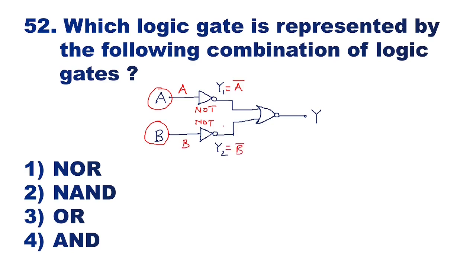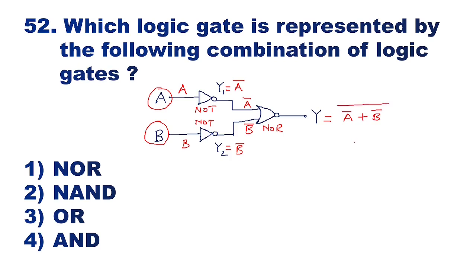Now both these outputs will act as input for the third gate, which is a NOR gate. So the first input here will be A bar and the second input will be B bar. We know that the output of a NOR gate is the ORing of the 2 inputs and then the complement of that. That is, if you add them, you get the complement of that. So Y will be equal to A bar plus B bar, the whole bar.